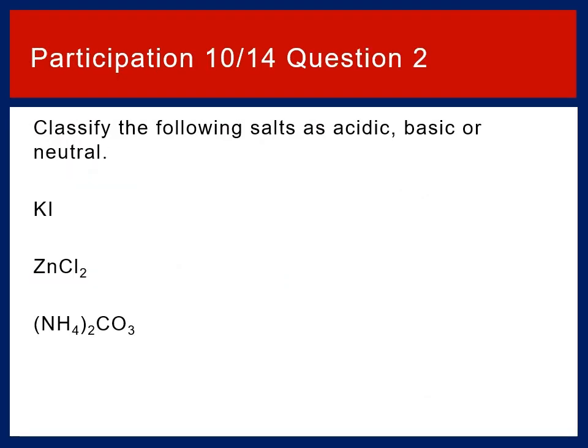Participation 1014, question 2. Classify the following salts as acidic, basic, or neutral. They have Ki, ZnCl2, (NH4)2CO3. This is the second question on participation 1014, due Tuesday, October 14th at 11:59 p.m. over on Blackboard. The link to the assignment is right below the links to these videos. Again, classify the following salts as acidic, basic, or neutral. It's potassium iodide, zinc chloride, and ammonium carbonate.